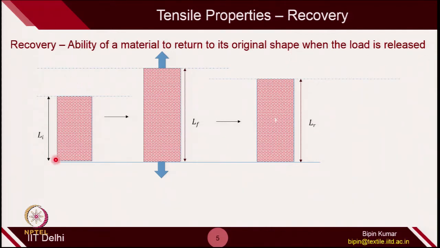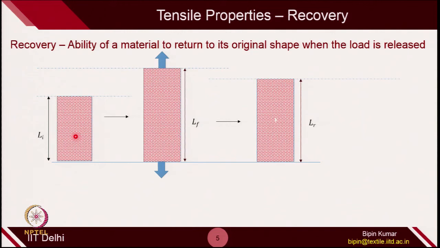Here you can see this is the original length of the material. You apply a certain load, and because of that there will be deformation in the material. Lf is the final length of the material, and once you remove the load, the material will try to go back to its original position. The original position is this, but in reality the material deforms permanently and never goes back to its initial length, which is Li. It will recover only to Lr.